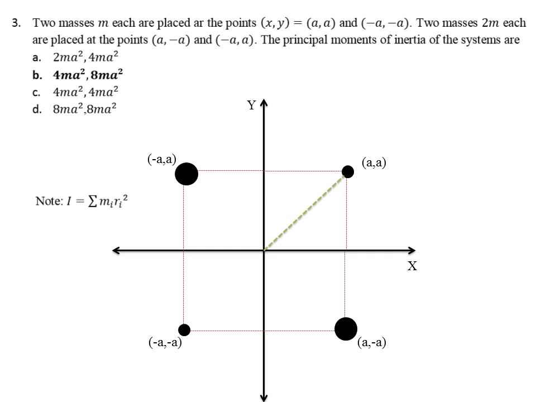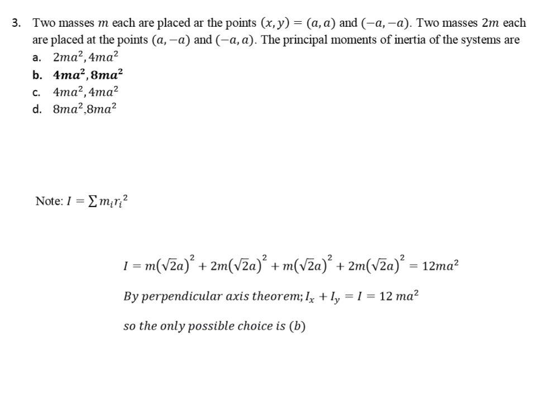We know the moment of inertia I about the origin O is sigma mi Ri square. So calculating I for each mass, we get I equal to m into root 2a whole square plus 2m into root 2a whole square plus m into root 2a whole square plus 2m into root 2a whole square, equal to 12ma square. By the perpendicular axis theorem, Ix plus Iy should be equal to I, that is 12ma square. And the only possible choice is B.